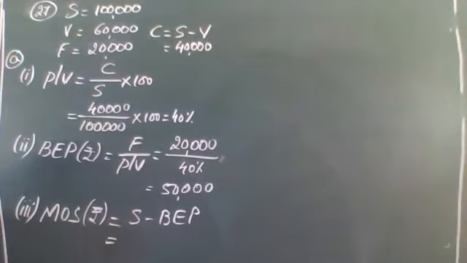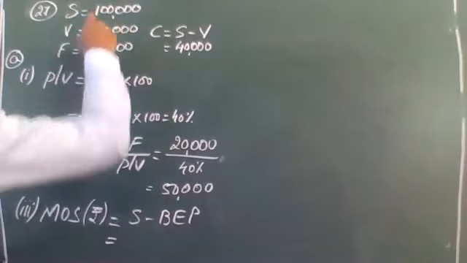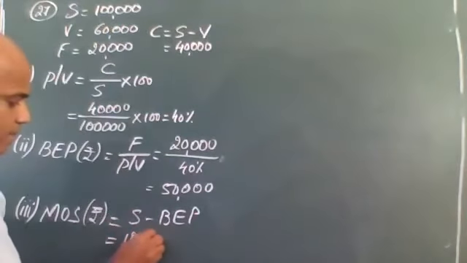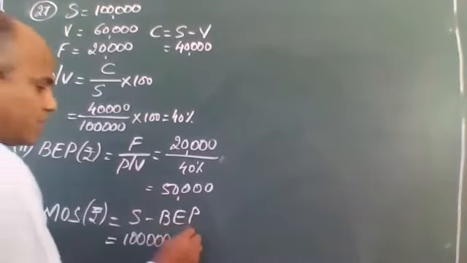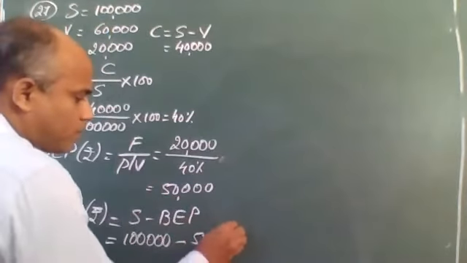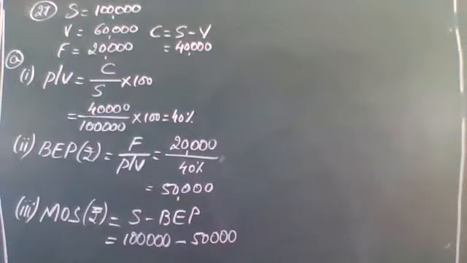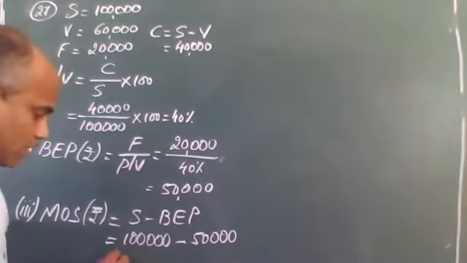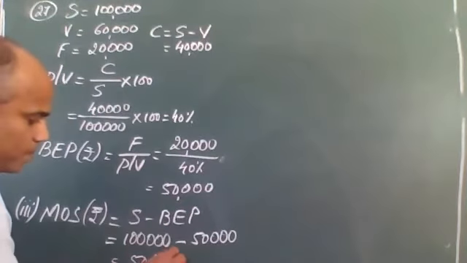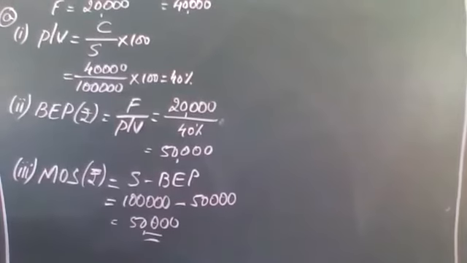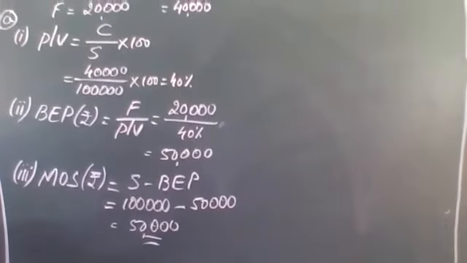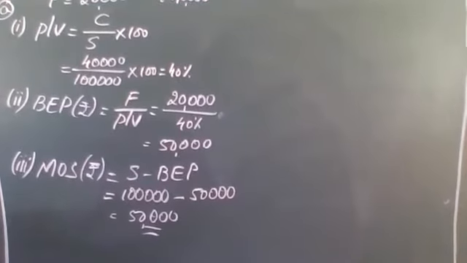My total sales is how much? My total sales is 1 lakh. Break-even sales is how much? My break-even sales is 50,000. Therefore, my margin of safety will be 1 lakh minus 50,000. That is another 50,000 rupees. Is it okay? So this is nothing new in this point.